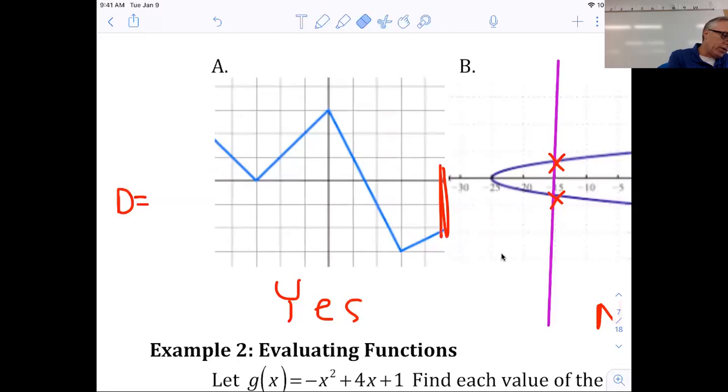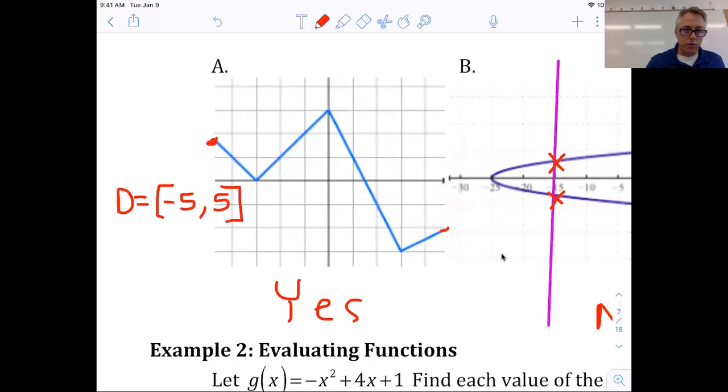Sorry, I'm trying to erase that. If these are both included, our domain is inclusive from -5 to +5 inclusive. Now, let's say that this on the right side was an open circle, well, that just means then +5 would not be included in our domain. So it's kind of the boundaries on the x-axis from left to right.